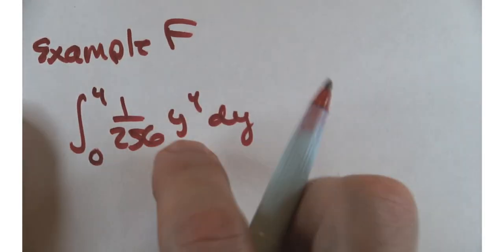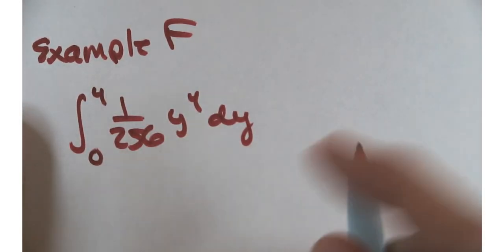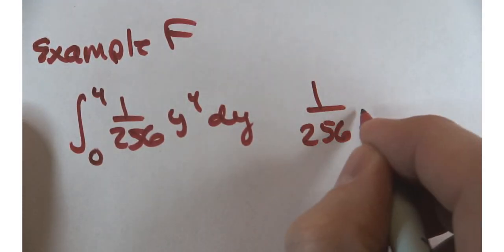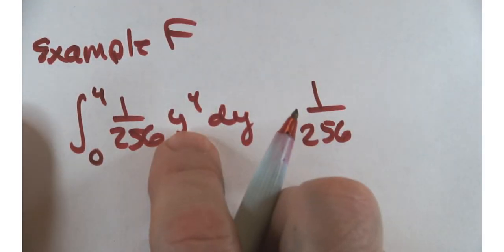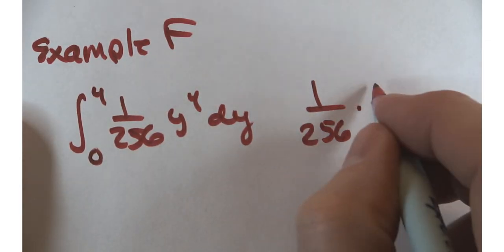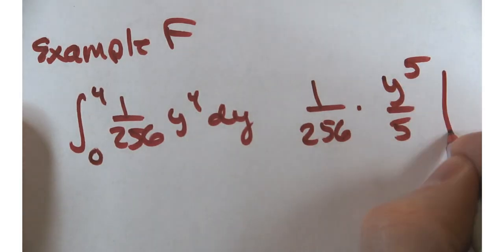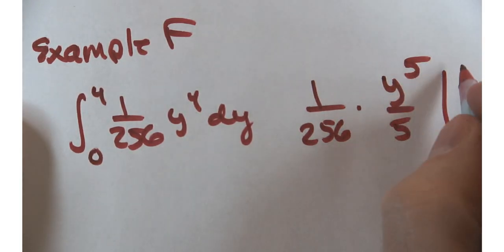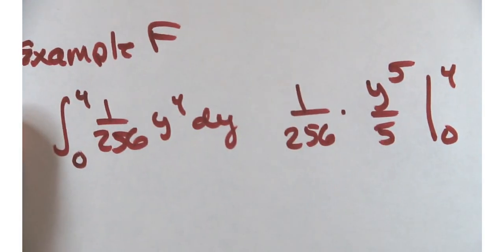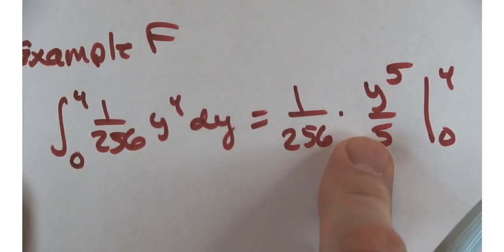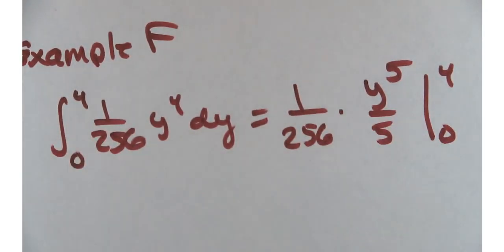Let's find the antiderivative of y to the 4th. It's going to be 1 over 256. Excuse me, I said y to the 5th. Again, I'm thinking ahead. That's going to be y to the 5th over 5 between 0 and 4. Notice that you don't need a constant when you're trying to find an antiderivative here, because if you did put in a constant, it would subtract out.